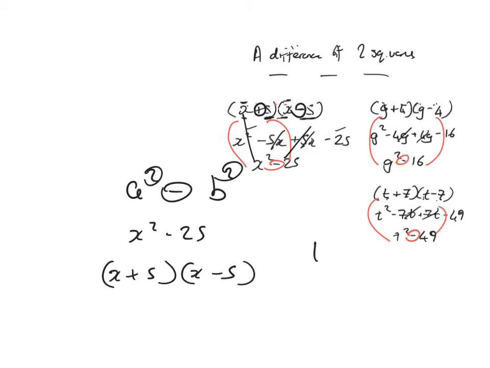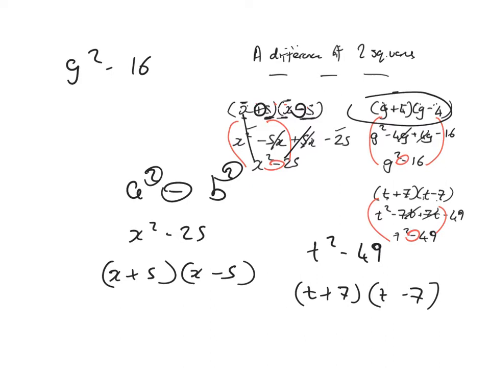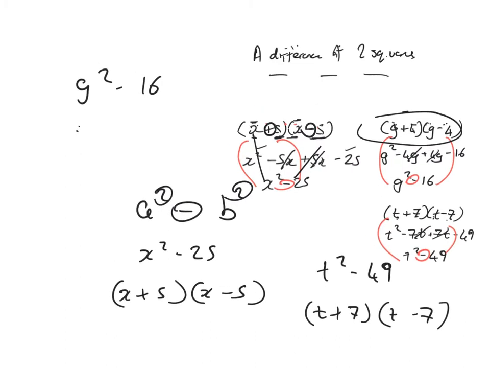Okay. If it was t squared minus 49, bracket with a plus, bracket with a minus, square root of t squared is t, square root of 49 is 7. If it was g squared minus 16, that ends up being, well, a bracket with a plus, and a bracket with a minus. Square root of g squared is g, square root of 16 is 4.